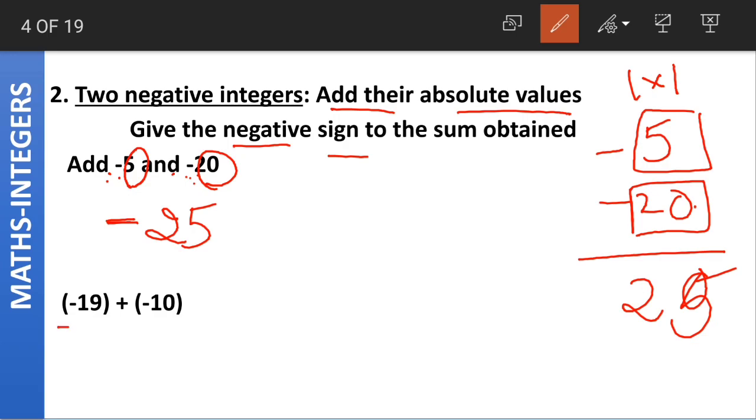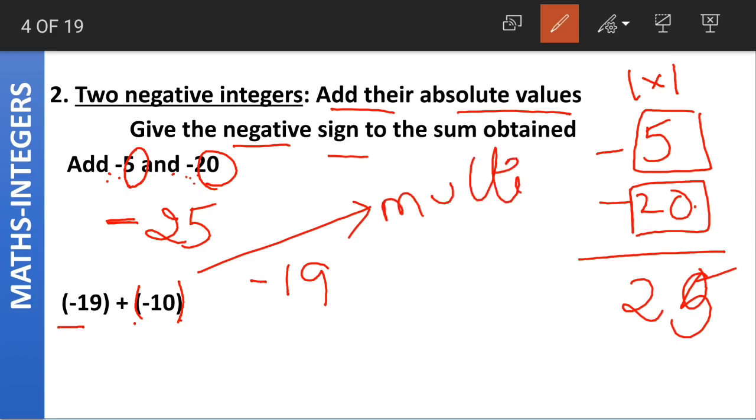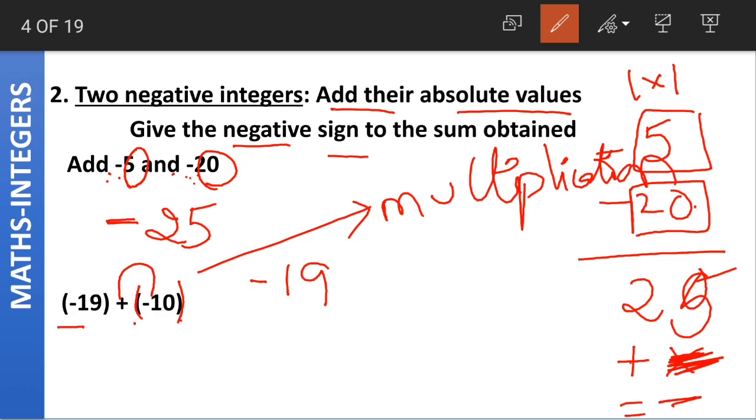Again, coming to the next example, minus 19 plus of minus 10. Now the first one is minus 19. As I said, these brackets represent multiplication. Now we have to multiply the signs first. Plus into minus becomes what? Do you remember what I said regarding the signs? When we have different signs, the answer is negative. When we have a plus and a minus, the answer will be minus.